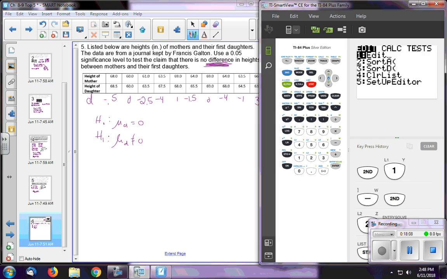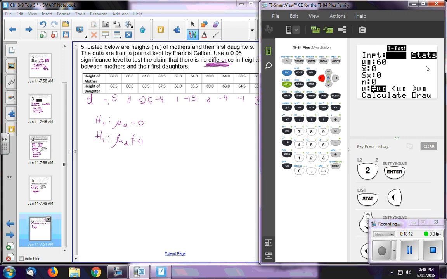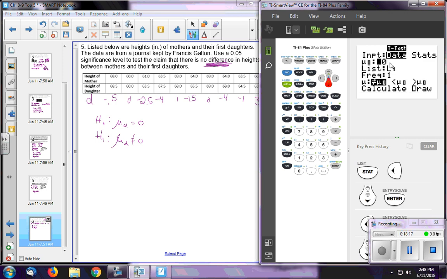So go into our test functions, and you're going to set up your t-test. Tell it to take the data that we have. In this case, we want the mean to be 0. And our list that we're using is the list of differences, which is list 3.